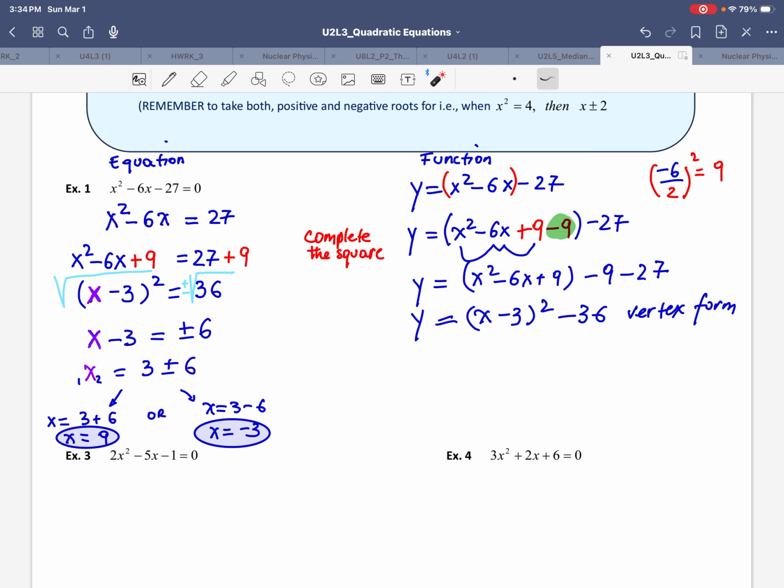Okay, so we're going to take a look at another example. And for this, I'm going to make another video where we solve by completing the square when a is different than 1.